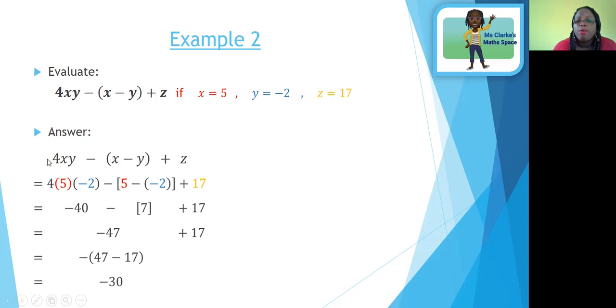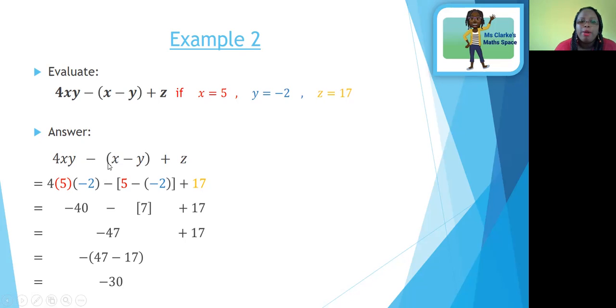So when we write any answer, you write back the same question, and now we actually do the substituting, or the replacing of the letters with the corresponding numerical value. So we know that x is 5, which is red, and y is -2. So 4xy, which means 4 multiplied by x multiplied by y, would become 4 multiplied by 5 multiplied by -2. Right? So we have our colors to help us follow along. And we bring down our minus sign. So follow the cursor, bring down the minus sign.